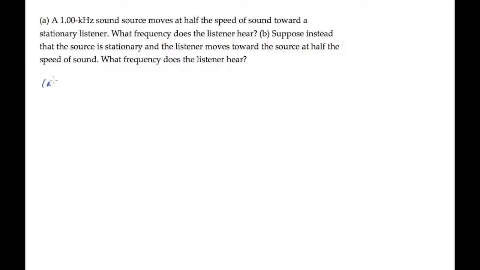In part A of this problem, there's a sound source at a frequency f sub s, s for source, of 1 kilohertz, moving toward a listener at a speed of half the speed of sound, where v is the speed of sound. We're asked to find the frequency heard by the listener, represented by this ear I'll draw here. We'll do this using the Doppler shift equation.